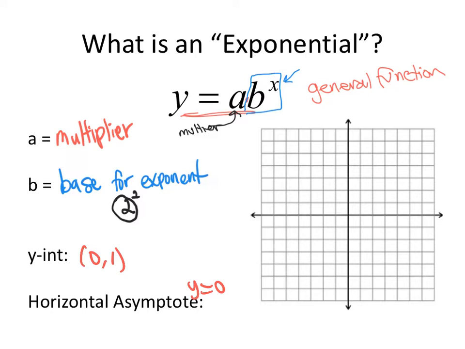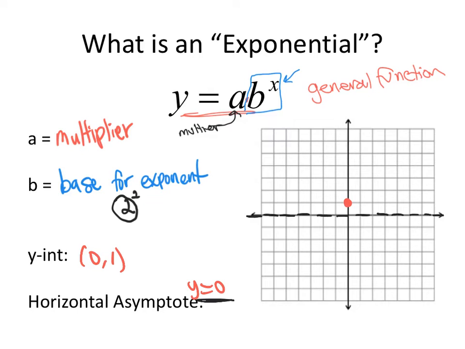One, just like every other function, it's going to have a y-intercept. This just happens to have a y-intercept at (0, 1). Now the idea behind that is that anything to the power of 0 is going to be 1, and so we can always think of 1 as being a value that's going to be there. And as we remember doing a few sections ago with our rational functions, this is going to have a horizontal asymptote of y equals 0.